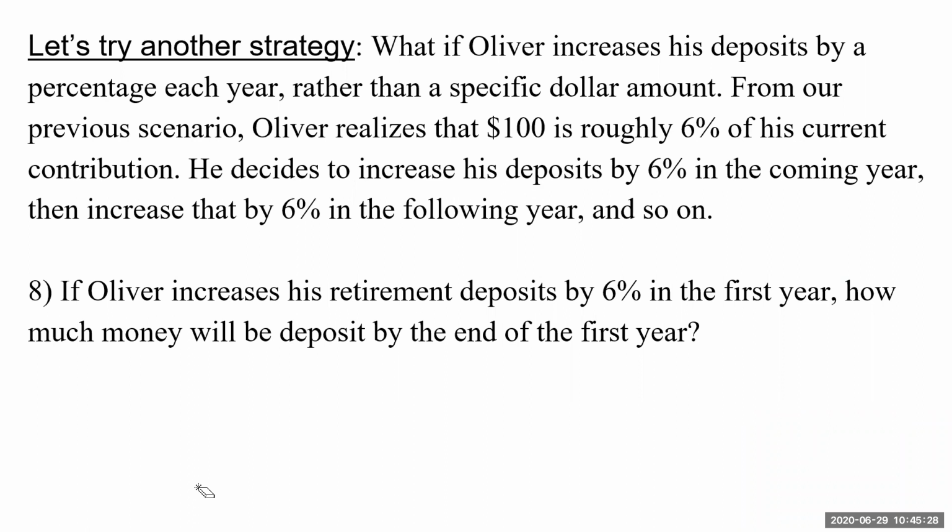Now, let's try another strategy. If Oliver increases his deposits by a percentage each year rather than a specific dollar amount, okay, from our previous scenario, Oliver realizes that $100 is roughly 6% of his contribution. He decides to increase his deposits by 6% in the coming year, okay, then increases that by 6% in the following year, and so on. Now, if Oliver increases his deposits by 6% in the first year, how much will Oliver deposit by the end of the first year? And that will be what?